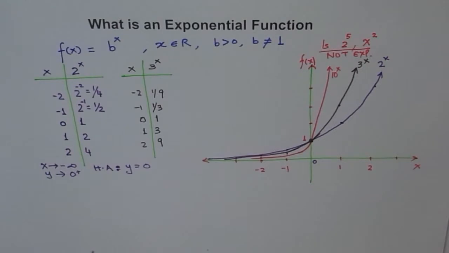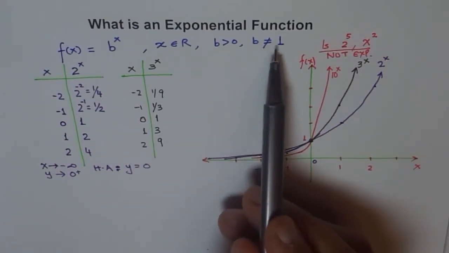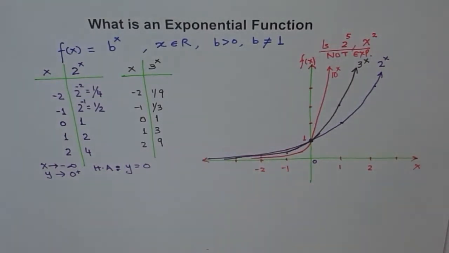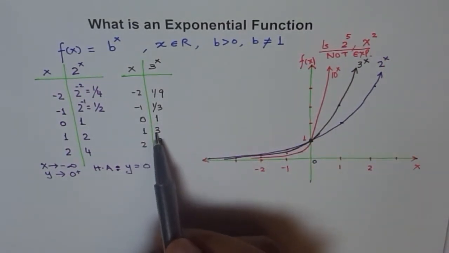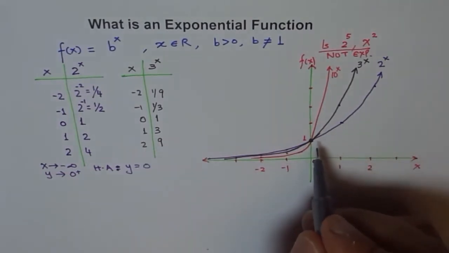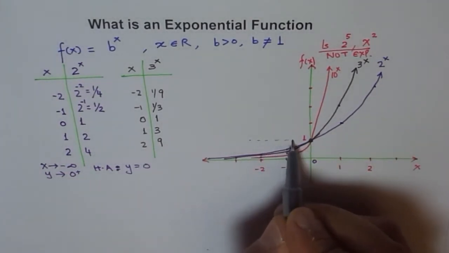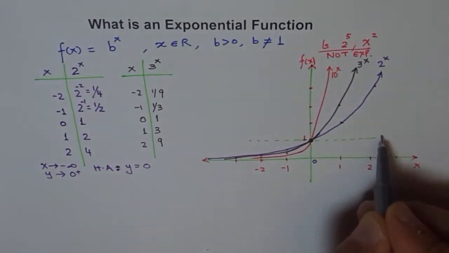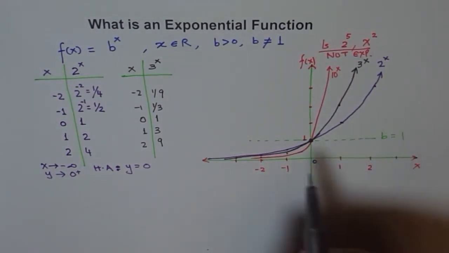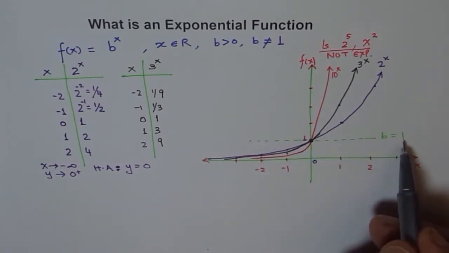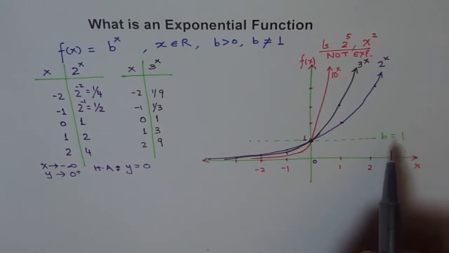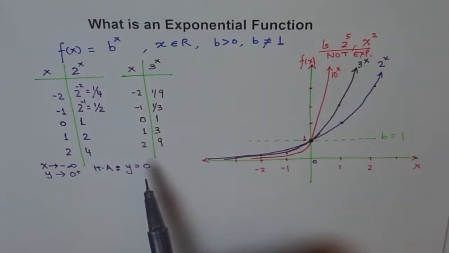Now, coming back to our question. If we have b equals 1, then how will the graph look? If b is 1, what is 1 to the power of 0? 1. 1 to the power of 1? 1. 1 to the power of 2? Also 1. So for b equals 1, we'll get a line like this. Do you see that? This is for b equals 1. It is not an exponential curve. It's just a straight line, which is y equals 1. Therefore, it doesn't fit into our criteria of an exponential function.